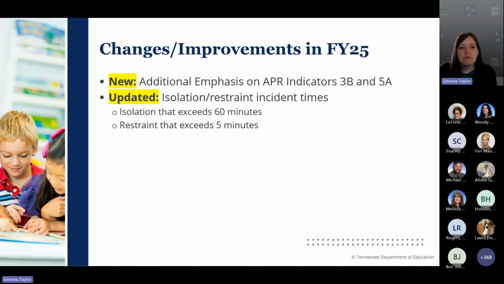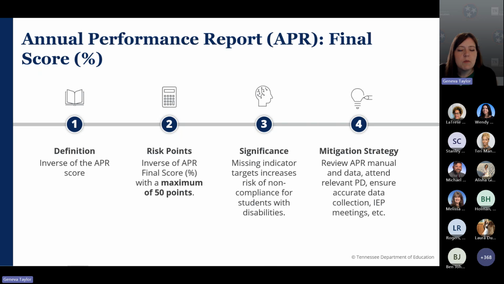So again, additional emphasis on APR, and then our isolation and restraint incident times for isolations that exceed 60 minutes, that's going to add to risk. For restraints that exceed 5 minutes, that is going to contribute to risk as well. Some of our more complex areas lie in this section. So I want to cover APR.